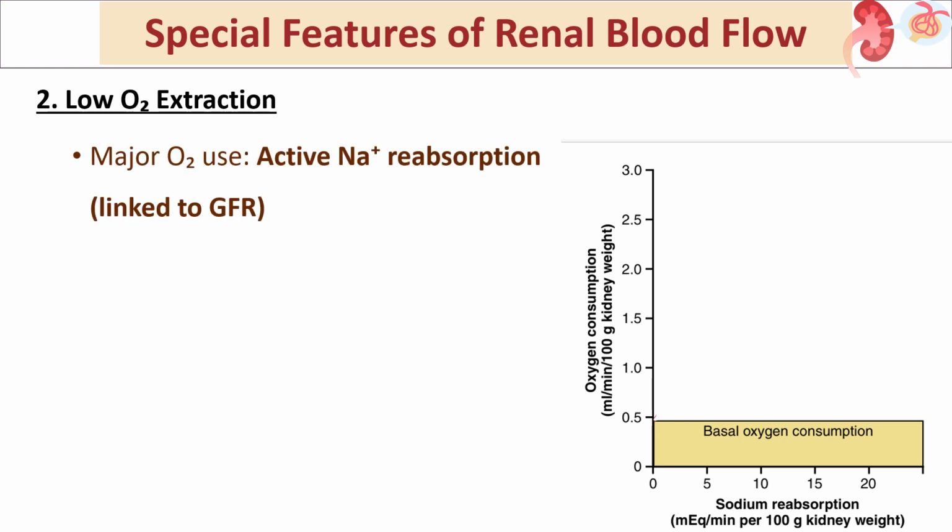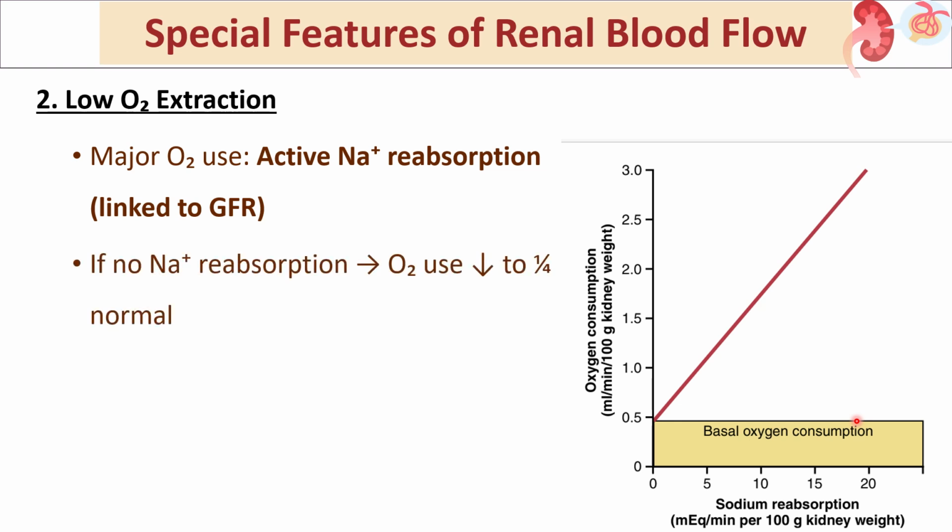Suppose we draw a graph between sodium reabsorption and the amount of oxygen consumption. We can see that it is going to be a graph like this. That means as the sodium reabsorption increases, oxygen consumption also increases. That is why we say if there is no sodium reabsorption, the oxygen consumption would decrease to almost 1/4 of normal, or it will just need the basal oxygen consumption.